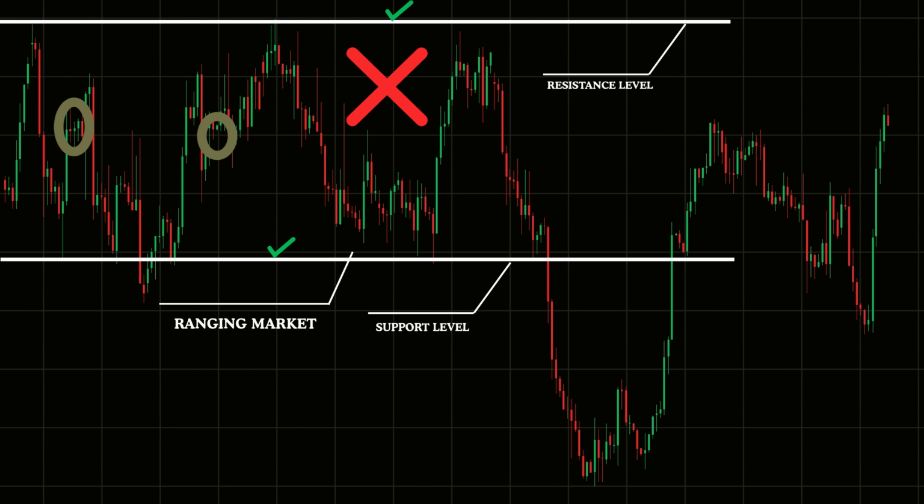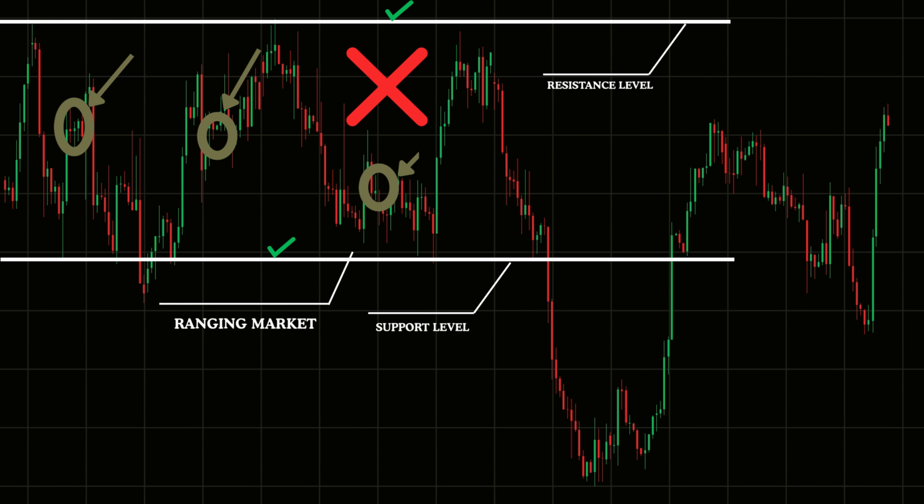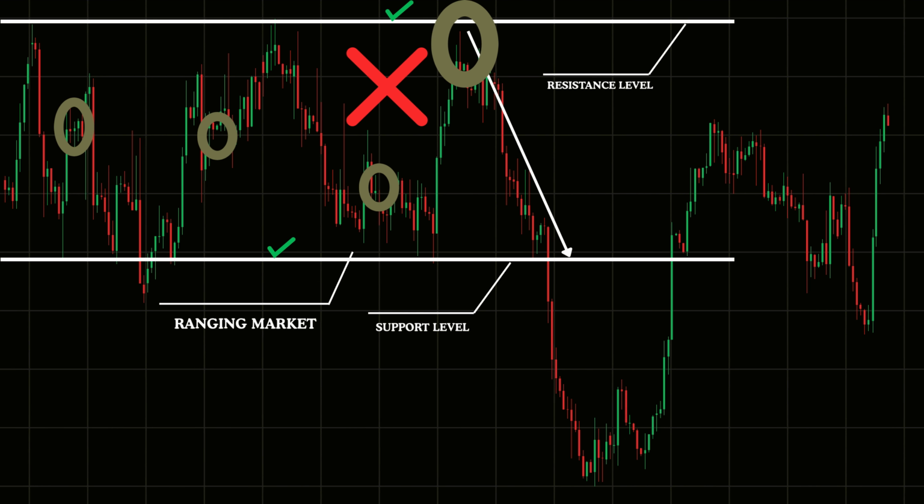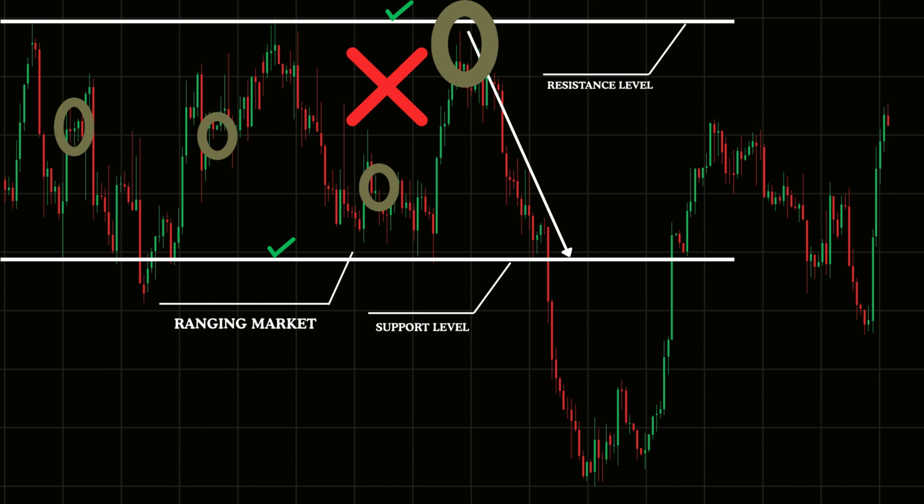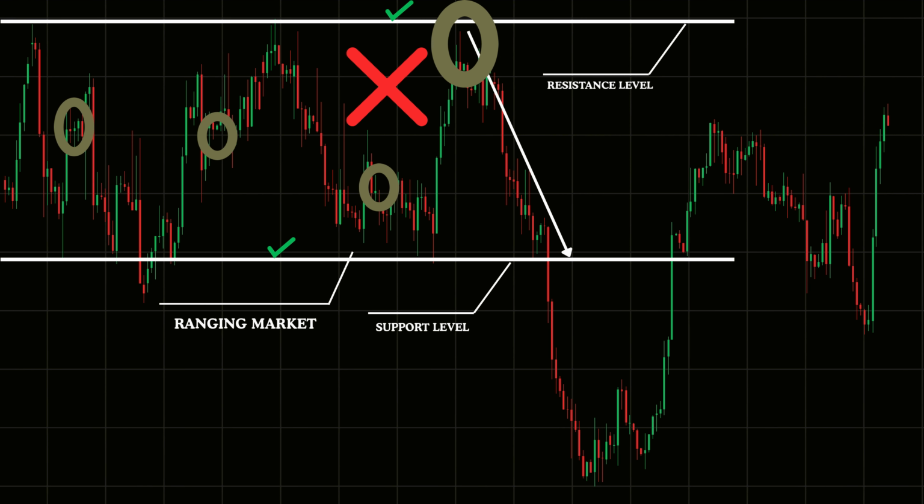As shown, the pin bars that appeared within the range failed to deliver, but this particular one worked well because the market tends to respond best to such signals when they occur at critical boundaries like support or resistance.